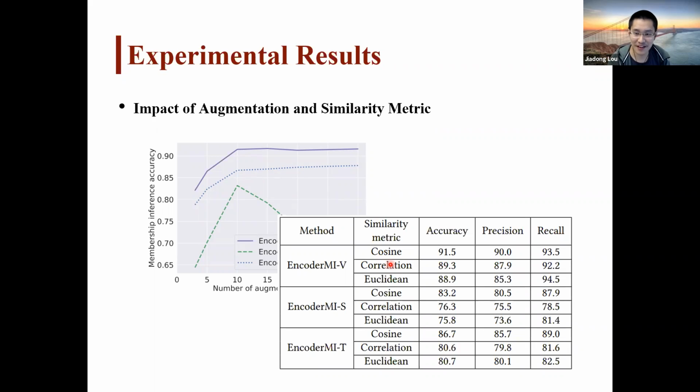The reason is that cosine similarity is also used in the pre-training of the target encoder. That means the popular contrastive learning algorithms use the cosine to train the similarity scores. So use the cosine to calculate the similarity scores, it can achieve the best performance. Actually, it is a trivial result.